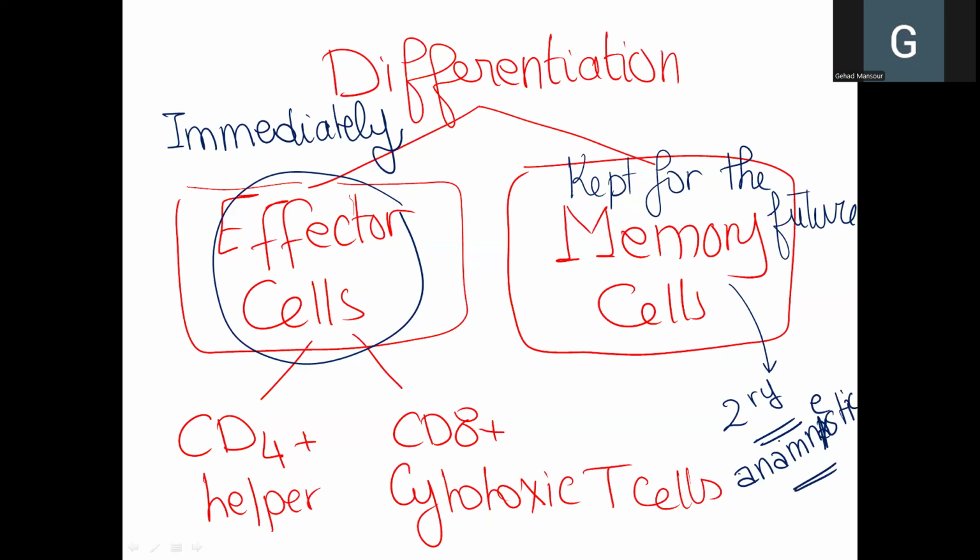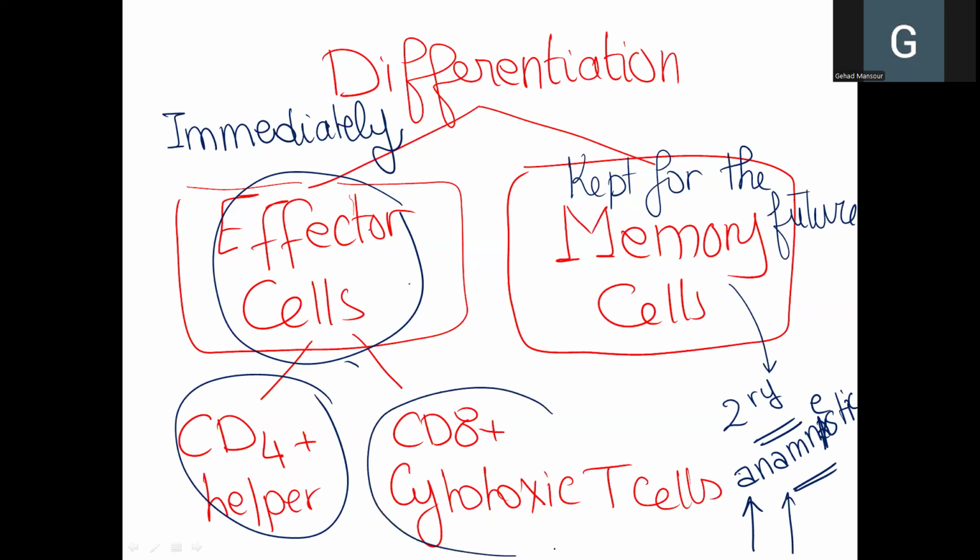This means that with the memory cells, there is no amnesia. They do not forget the antigen. They remember it, they act very effectively and in a very short period of time. The effector cells act on the spot, and they are categorized into two groups depending on the surface molecule on top of the cell membrane.